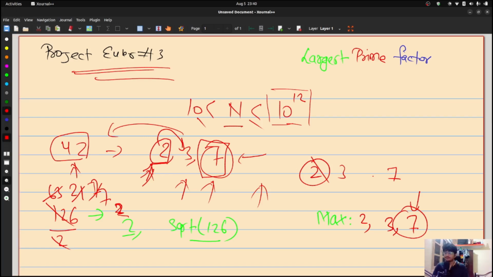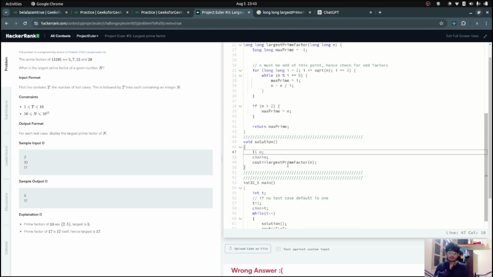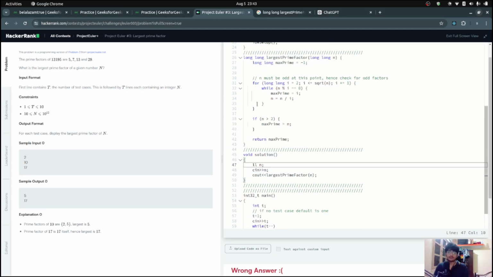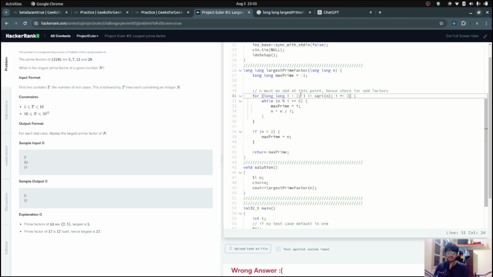Now let's see the solution. You can see that I've taken n as input, and I passed this input to my largestPrimeFactor function, which I created for calculating the largest prime factor value. We have passed this as long because it's 10 to the power 12, so we'll be needing long. We start from 2 and go till the square root of n, and we keep dividing n by the current i till it is not divisible by i, and we store that number in our max prime. We continue until we get the max prime.